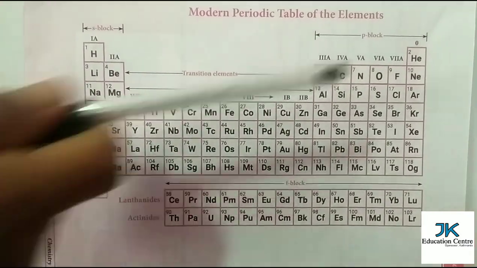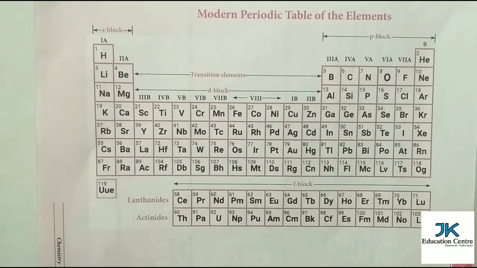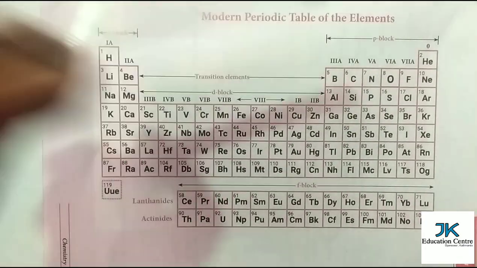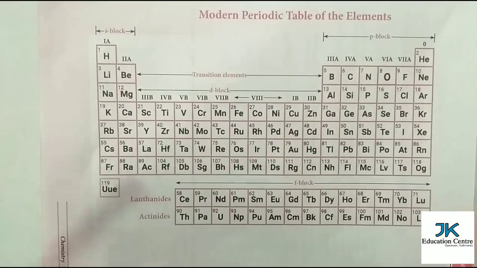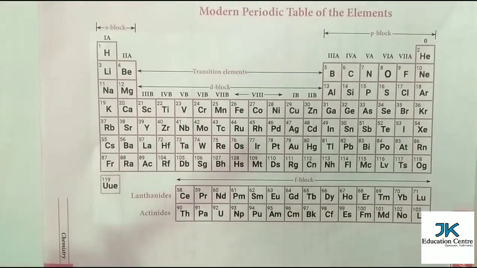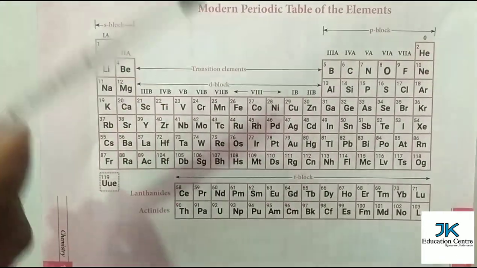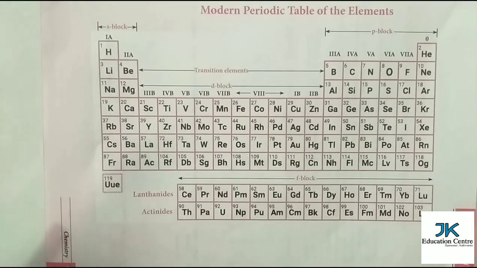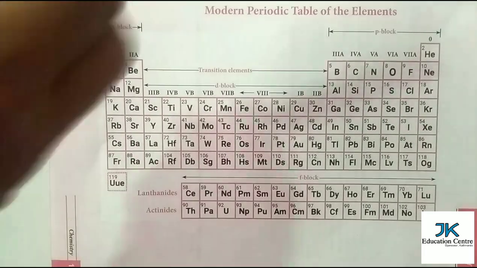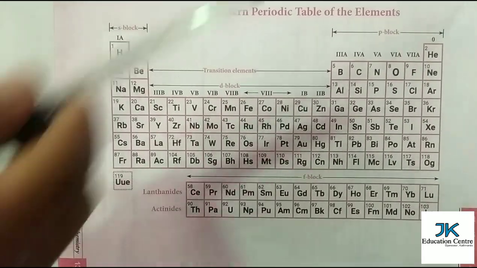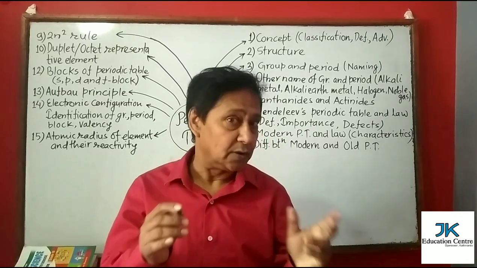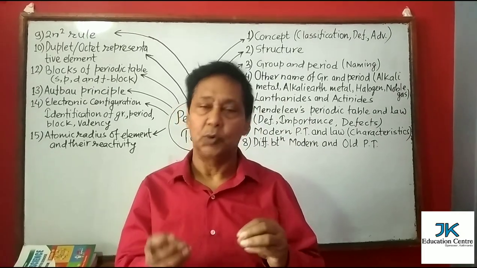In the same way, look at this, zero group elements are called inert gas or noble gas. Why? Helium, neon, argon, krypton, xenon, radon, etc. of this group are gases, and the outermost orbit of their atom is satisfied with the number of electrons, either by forming a duplet or octet. So, they do not take part in chemical reactions. Hence, they are called inert gas or noble gas. All the groups are not named. Few groups are named, which I told you.